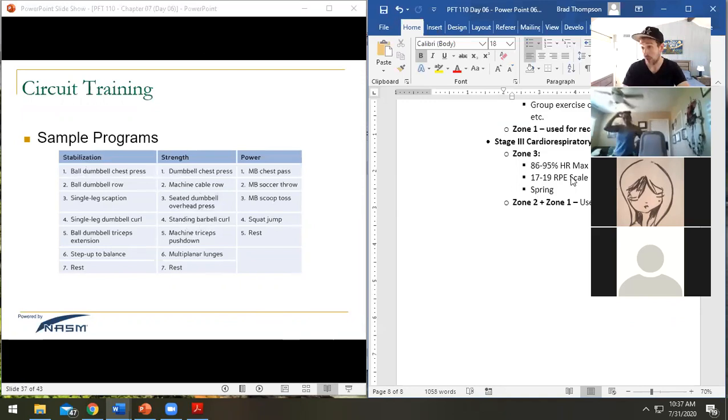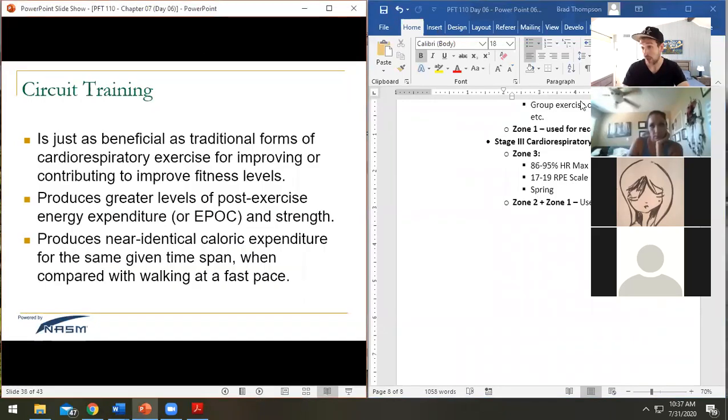So we love circuit training for a lot of different reasons because it has been shown to be just as effective as traditional cardio and improve your overall fitness levels. It creates greater levels of EPOC actually. Your body will actually consume more oxygen after a circuit routine than it would after just a normal cardio.